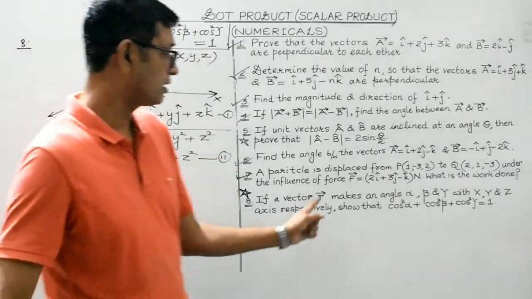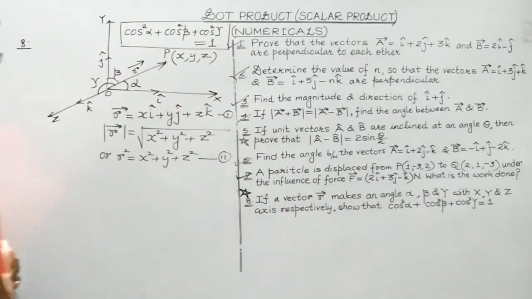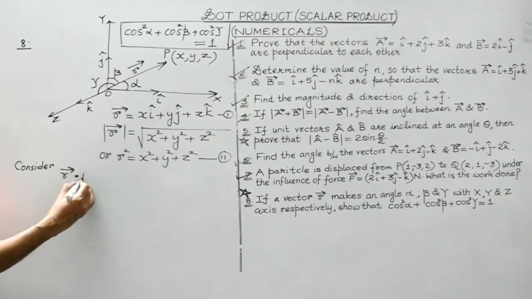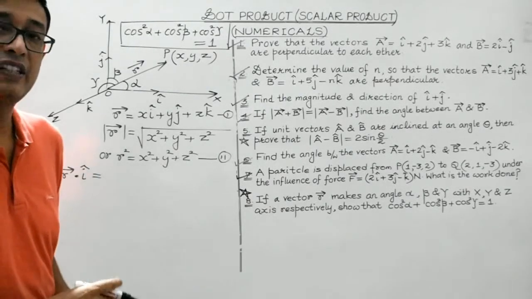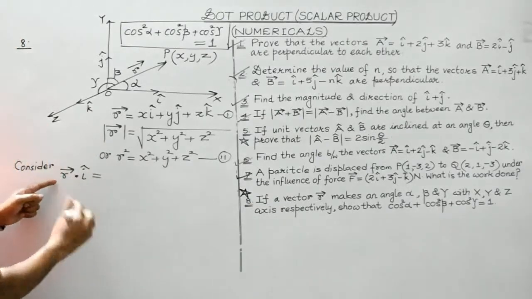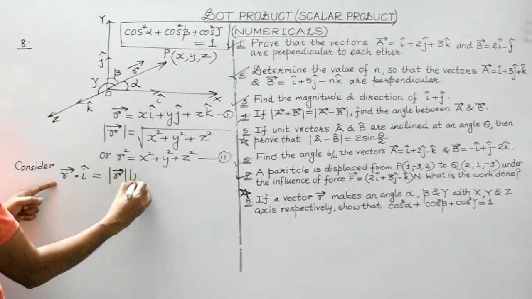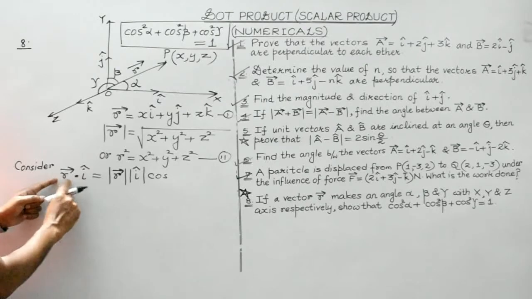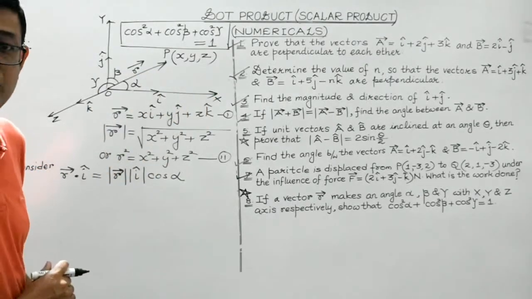Now, it is given that this r vector makes an angle of alpha with the x-axis. Let's consider this. If we consider r vector dot i cap, where i cap is the unit vector representing the direction along the x-axis, then as per the definition it will be given by r, magnitude of i cap, and cosine of the angle between them. What is the angle between the r vector and the x-axis? This is alpha. Clear, students?